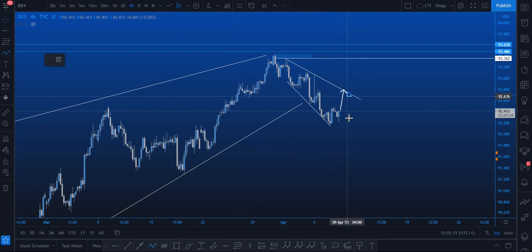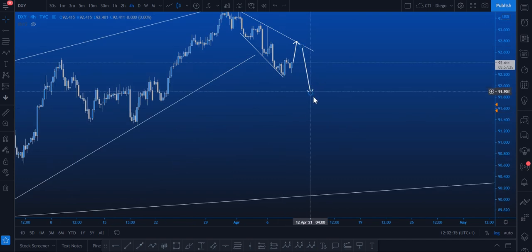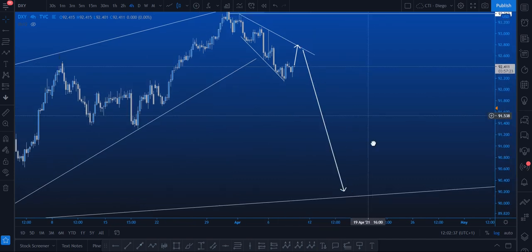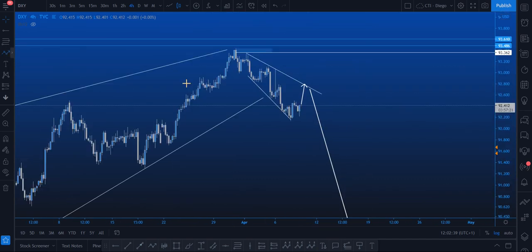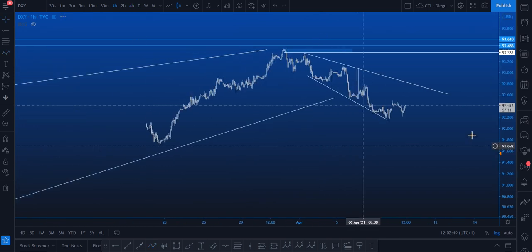What could happen next? We could get a rejection and a continuation to the downside to continue the main move, which would be the outer structure of the large pattern in play, or we could get a break and retest and take out some liquidity just above here. But for now, we do not know what's going to happen, so we need to remain very patient.